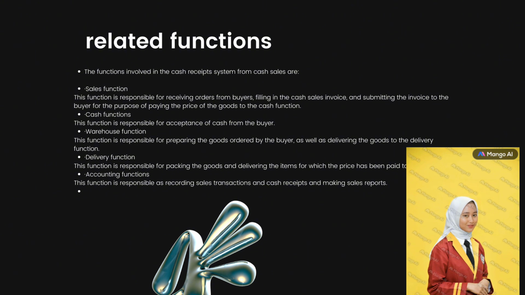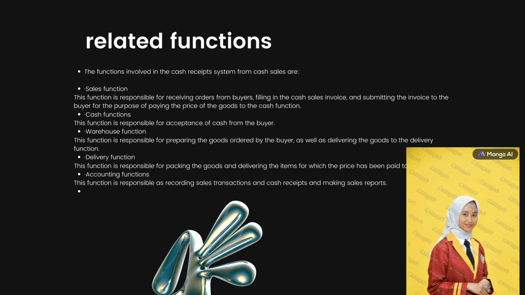Related functions: the functions involved in the cash receipts system from cash sales are the sales function. This function is responsible for receiving orders from buyers, filling in the cash sales invoice, and submitting the invoice to the buyer for the purpose of paying the price of the goods to the cash function.